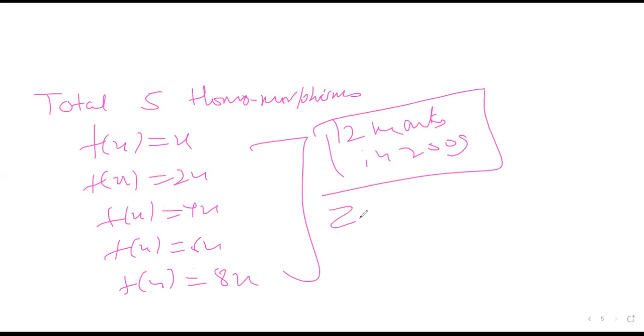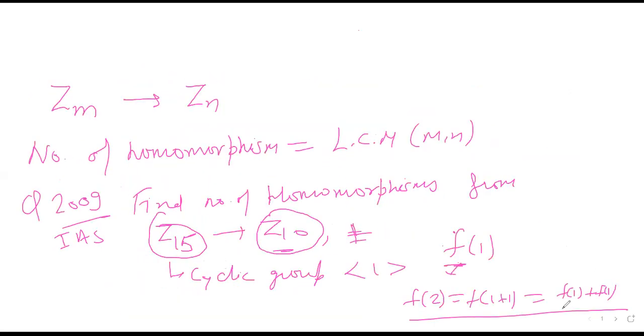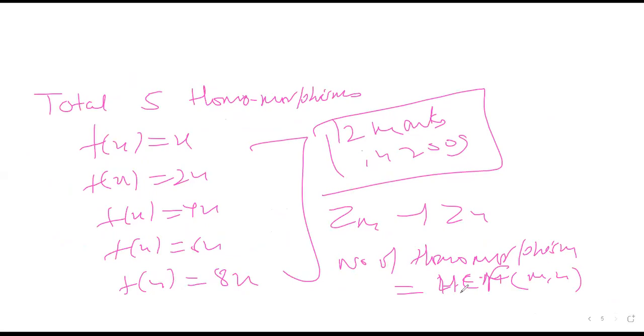The direct formula is, from Zm to Zn, the number of homomorphisms is equal to the HCF of m and n. Sorry for the mistake, it is the GCD, the greatest common divisor of m and n.